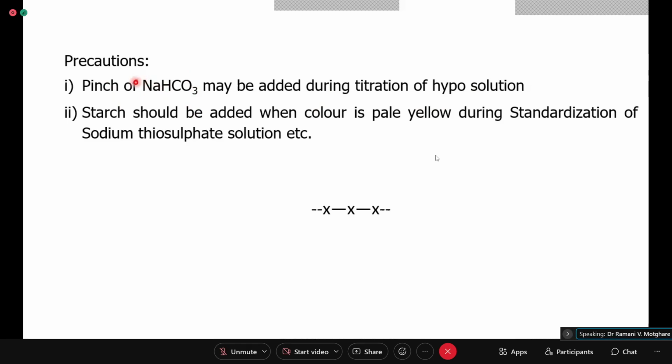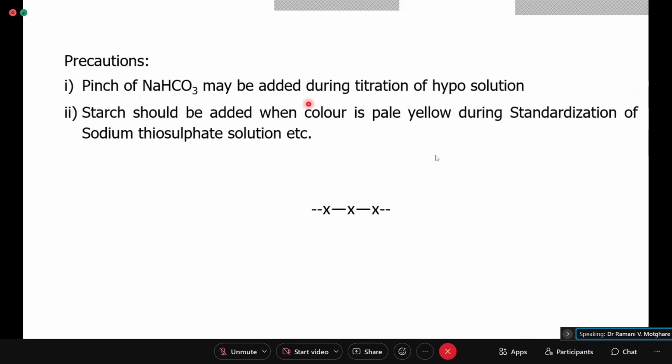Due to light and all, it may happen that the bicarbonate is to make an atmosphere of carbon dioxide, excluding or keeping away the oxygen in the conical flask. That is the purpose of adding this. The atmospheric oxygen should not interfere or take part in any sort of oxidation reaction. That is the main purpose.